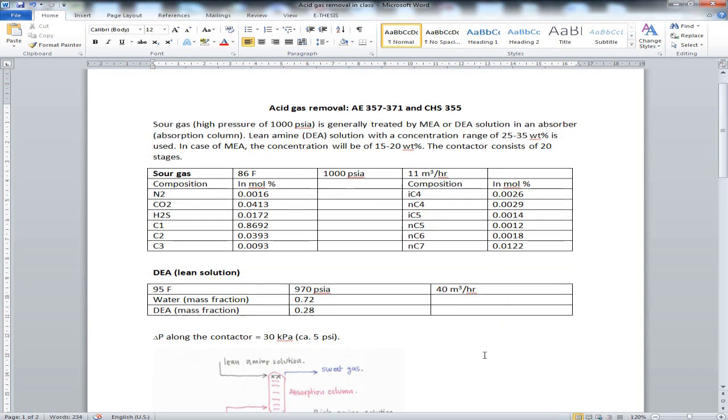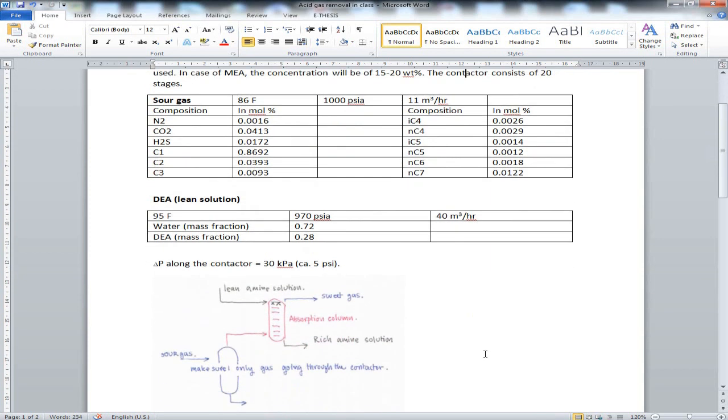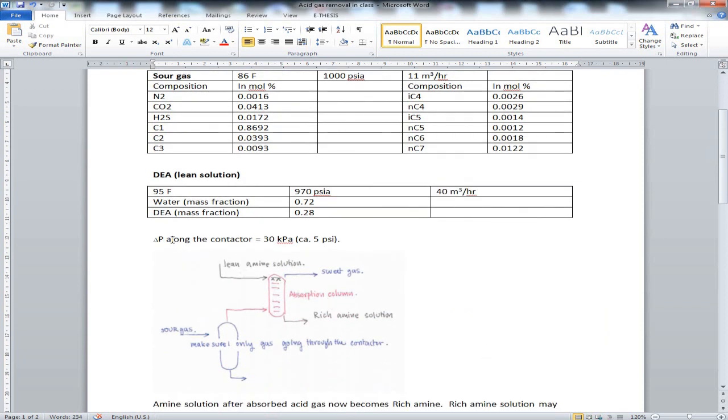And the specification for the contactor will have the pressure drop along the contactor from top to bottom of around 30 kilopascal, or approximately 5 psi. So which is what we are providing here for the pressure in feed.